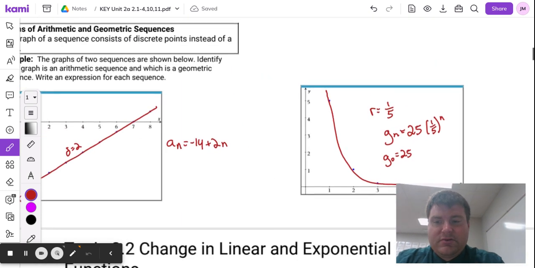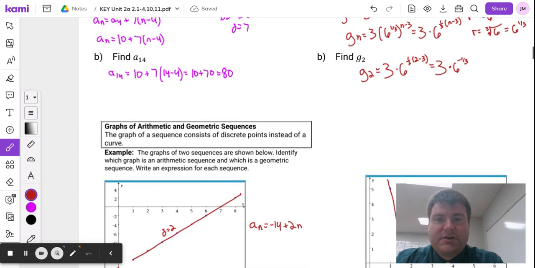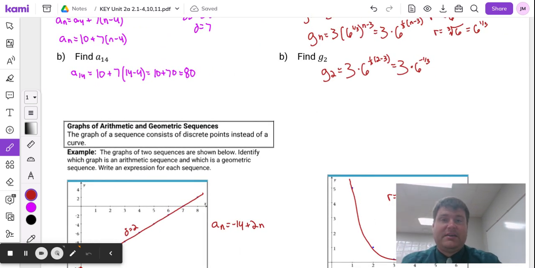All right, and that is going to conclude our notes here on sequences for arithmetic and geometric sequences.